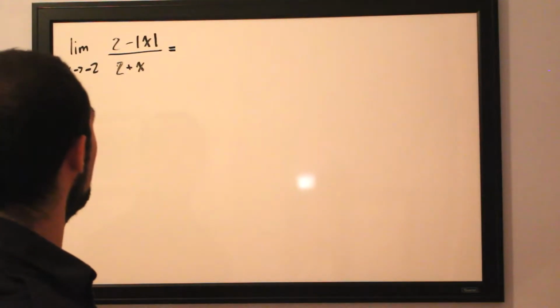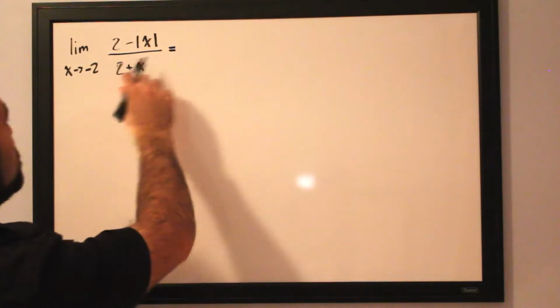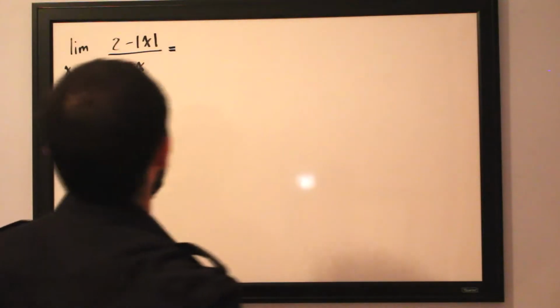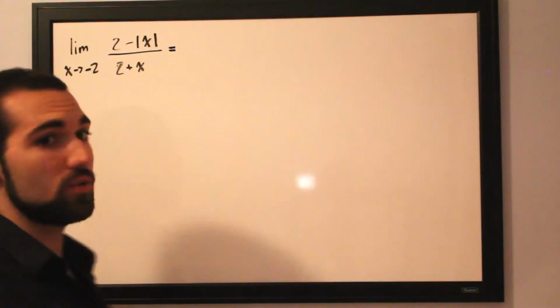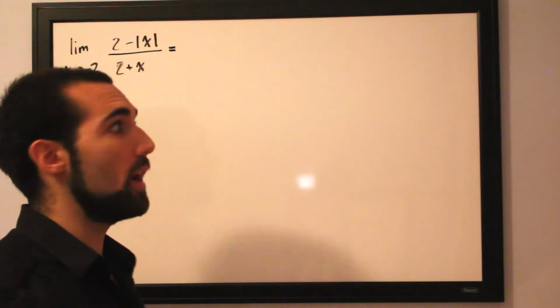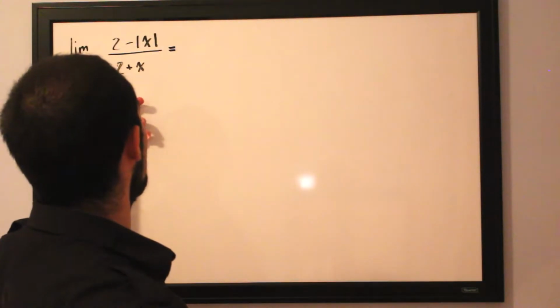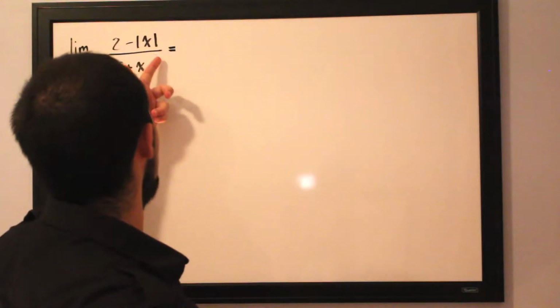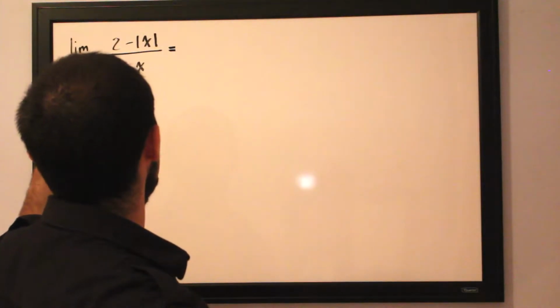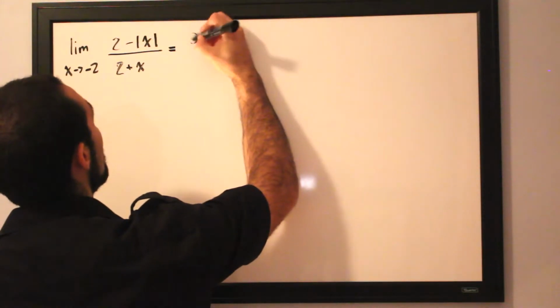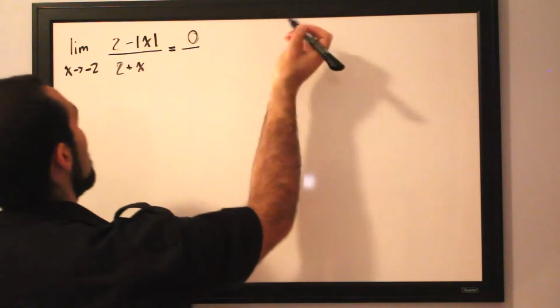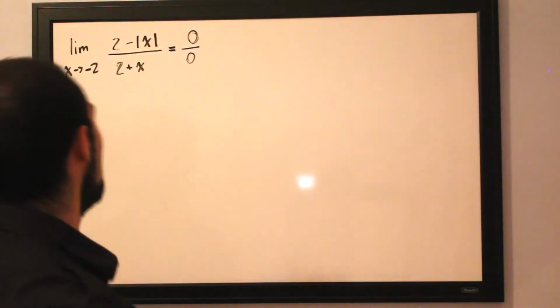We're going to be evaluating the limit as x approaches negative 2 of 2 minus the absolute value of x over 2 plus x. So first let's plug in negative 2 into this function to see if it gives us an indeterminate form, as we normally do. 2 minus the absolute value of negative 2 is basically 2 minus 2, so this gives us a 0 in the numerator, and 2 plus negative 2 gives us a 0 in the denominator.